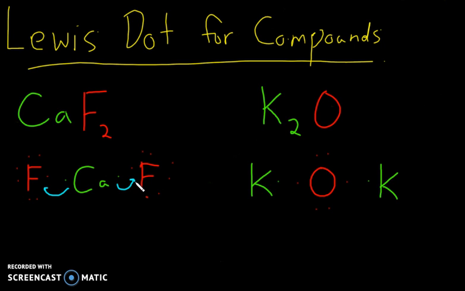Over in our second example, we've got potassium that wants to donate its 1 electron to drop down to the previous energy level. And we've got oxygen that wants to gain 2 electrons to get up to 8. So this potassium is going to donate an electron to oxygen. This one's going to do the same.